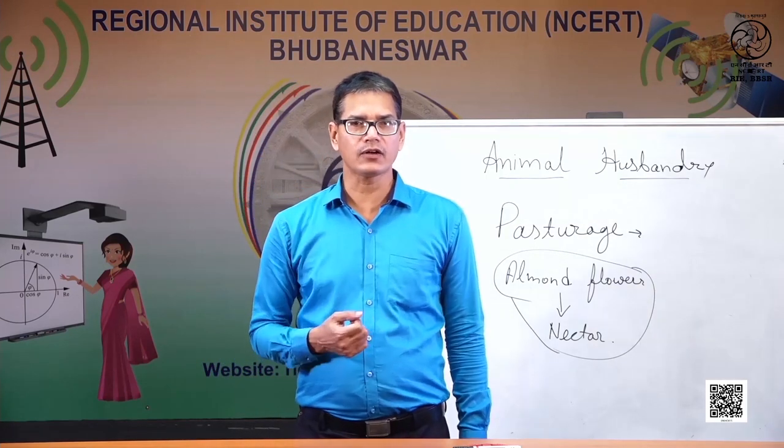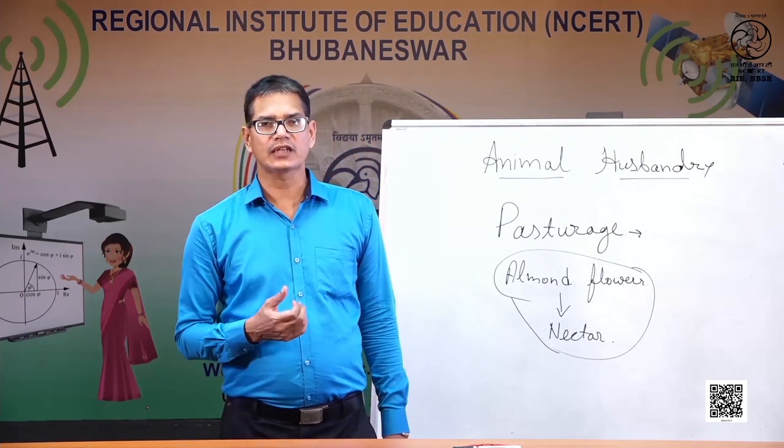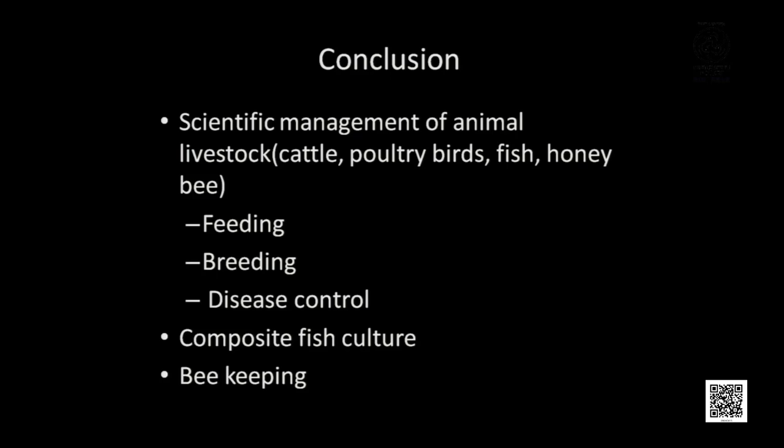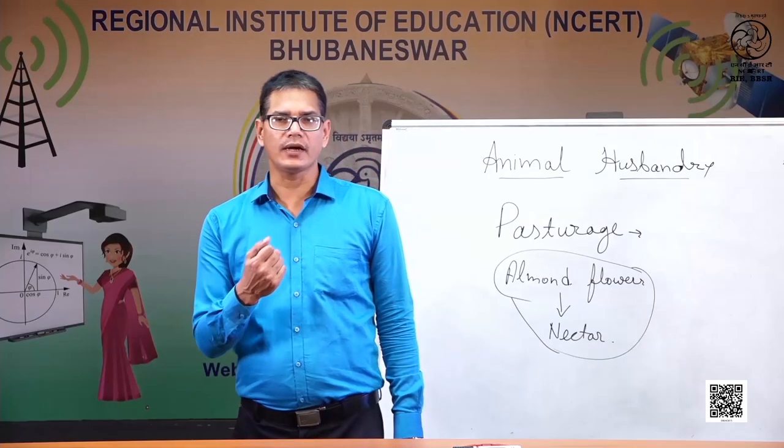Now, we can conclude from this that scientific management of livestock like cattle, poultry birds, fish, honeybee can be done through feeding, breeding, and disease control. Also, we discussed about composite fish culture, how all parts of the water source can be utilized. Next, we also discussed about beekeeping and what is the role of pasturage to obtain good quality honey.